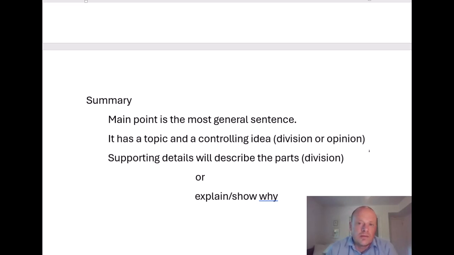And an opinion type of controlling idea is going to label the topic as being either good or bad through modals, adjectives, or strong connotative words. And then the supporting details in the sentence are going to explain why that topic is either good or bad. Hopefully this helps you as you're going through these exercises. Again, you're going to look for that one sentence in each group that is the most general. It's going to label the topic as good or bad, or it's going to divide it into parts. That's going to be your main point, and the other sentences in the group are going to be the supporting details.